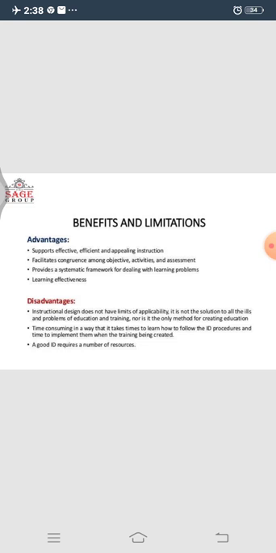We will have some kind of objective of our training. Then it should be in congruence with the activities that we are doing and the assessment. They all should be in line. Like, suppose we are organizing a training program for Salesforce. Okay, so the objective is that the sales should increase.